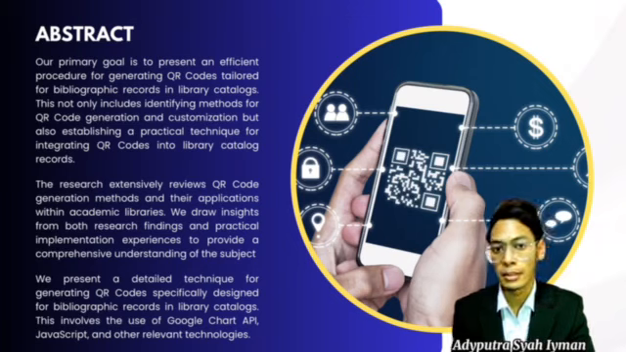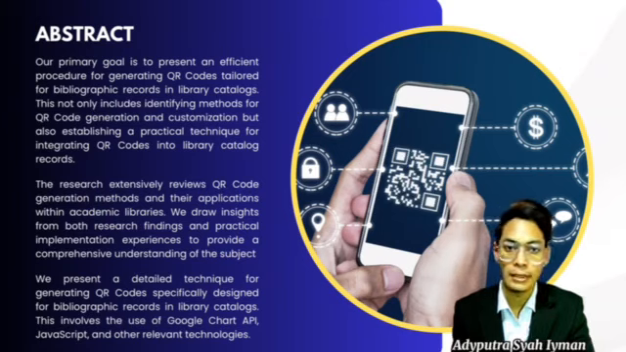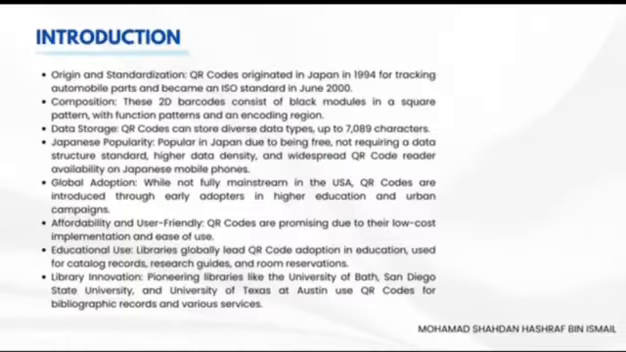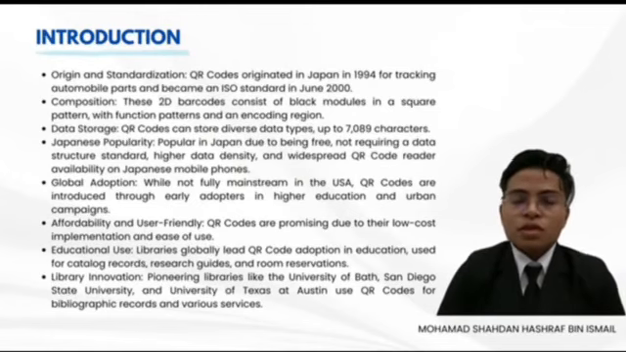We present a detailed technique for generating QR codes specifically designed for bibliographic records in library catalogs. This involves the use of Google Chart API, JavaScript, and their relevant technologies. Now we move to the introduction of QR code.